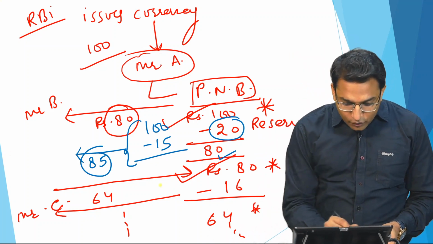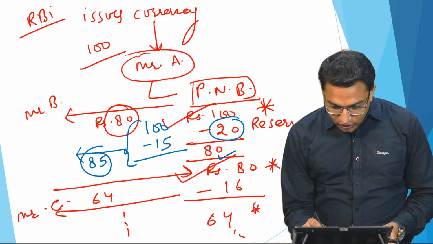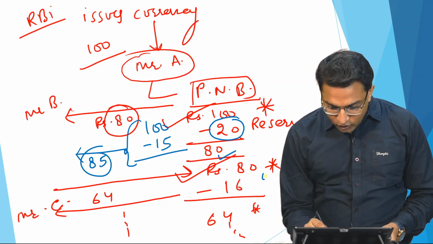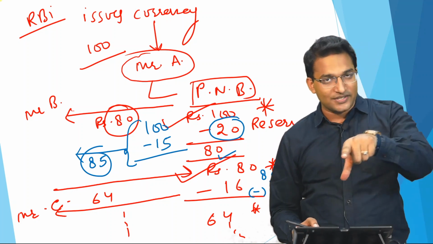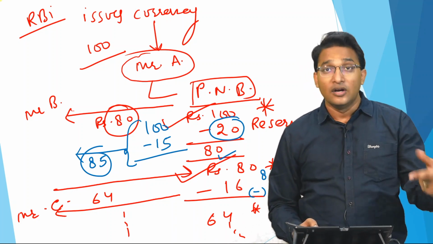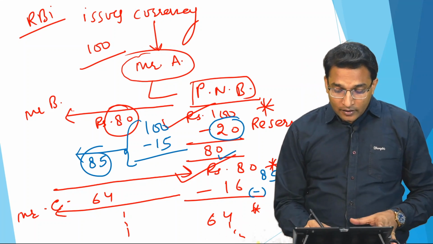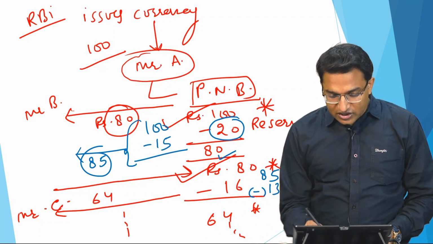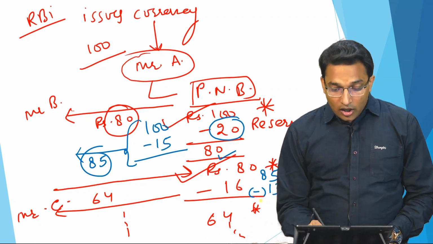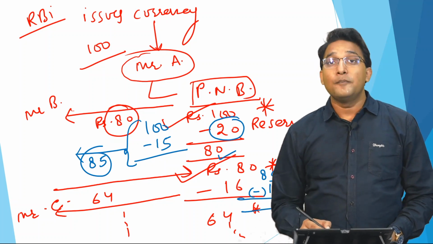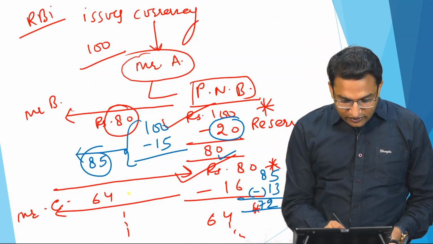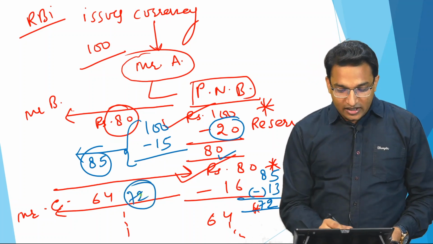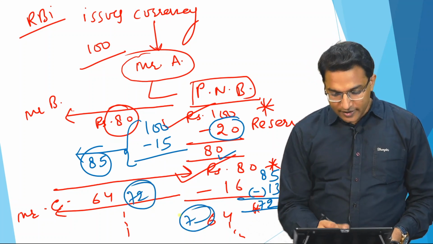Again, Mr. B will deposit 85 rupees here. So here the amount will be 85 rupees. Out of 85 rupees, again 20% will be kept with the bank. Sorry, not 20%, 15%. 15% is the revised amount. So 15% will be kept, so approximately this amount will be rupees 13. Now how much money can the bank lend? The bank can lend 72 rupees. So Mr. C will get 72 rupees now and he will deposit 72 rupees back.